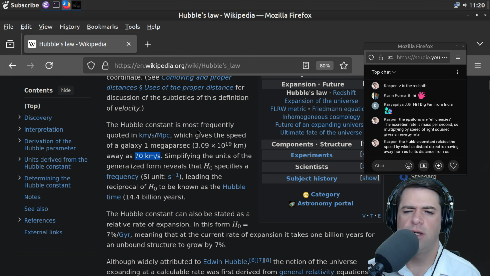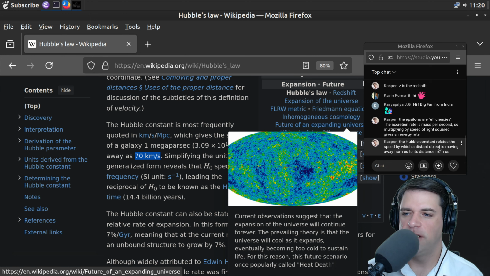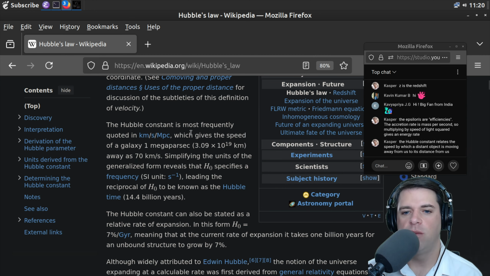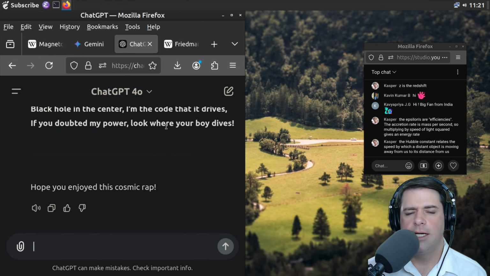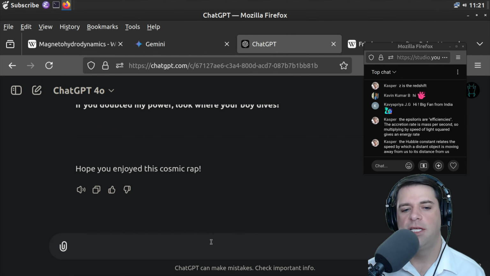So it's kind of like expansion, right? Is it the same as expansion? The Hubble constant relates the speed by which a distant object is moving away from us to its distance from us. Okay, so objects moving farther away might move at different speeds. But I feel like that would be computable from the expansion rate, but maybe that's not correct.